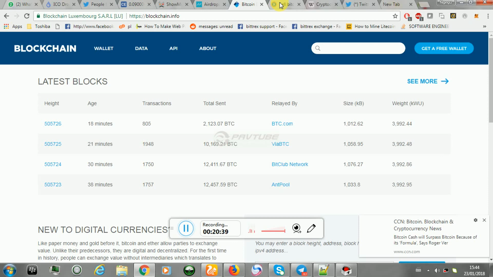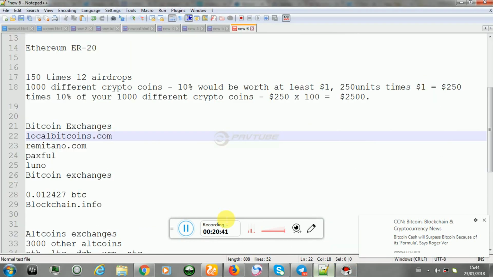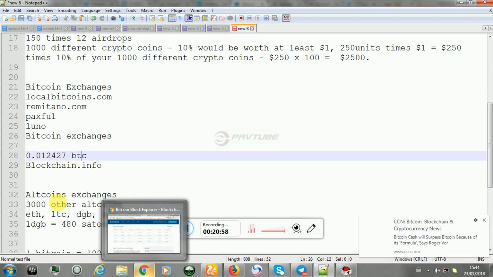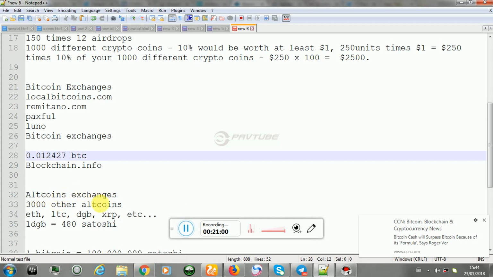Now for you to do that, you have to use other exchanges called the altcoin exchanges. You have to be a good trader to actually do this. It's not encouraged for you to do that if you don't know how to do it. You have to be able to move your Bitcoin that you bought. Say you bought 0.0124227 BTC from localbitcoins.com. You have to move it to any of the altcoin exchanges and exchange it between over 3,000 different altcoins that exist.